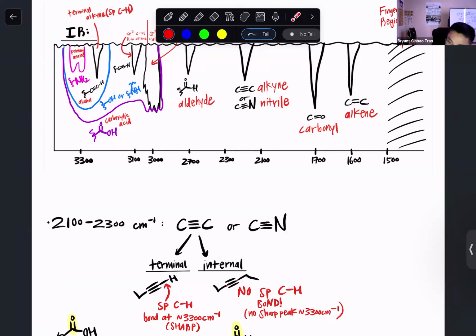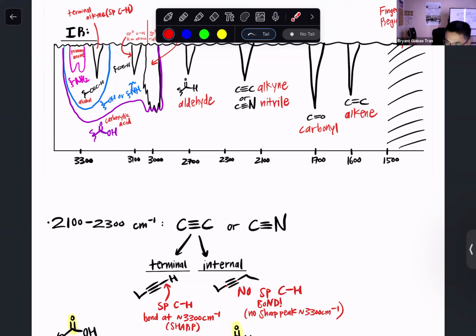Discussion. Someone said the TA said that double bond is 2000 to 2500. What kind of double bond? C double bond C or C double bond O, or what kind of double bond? Alkene, carbonyl, or is he talking about some other double bond?